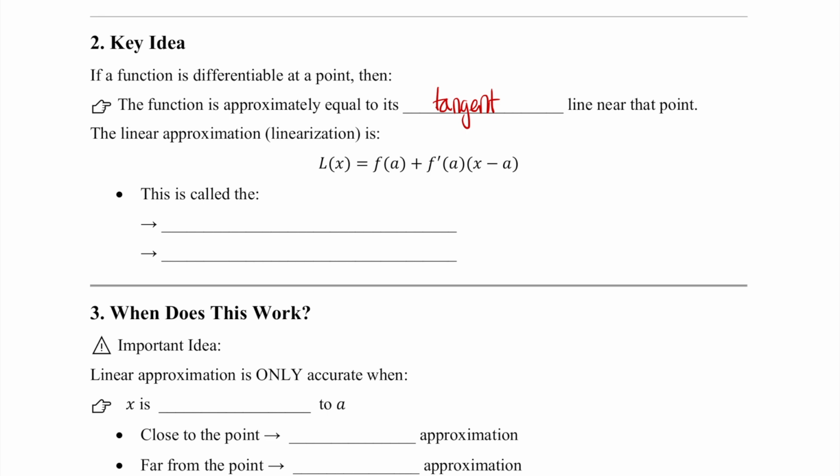Now, let's write the formula for this approximation. The linear approximation, also called the linearization, is L of x equals f of a plus f prime of a times x minus a. This formula gives us the equation of the tangent line at the point x equals a. And we use this line to estimate values of the function near that point. This formula is often called two things, the linearization or the tangent line approximation. Both names mean the same thing.